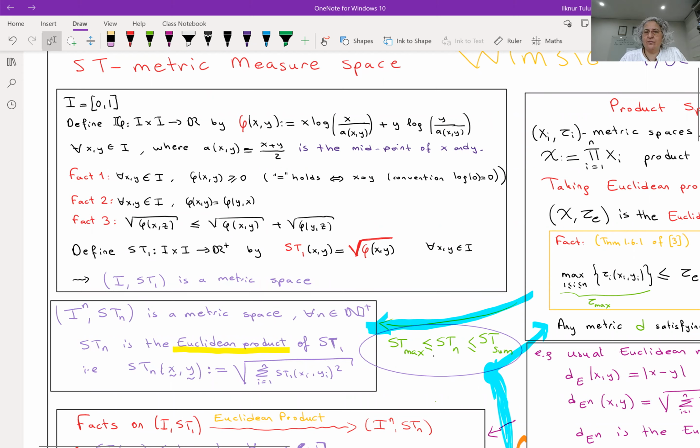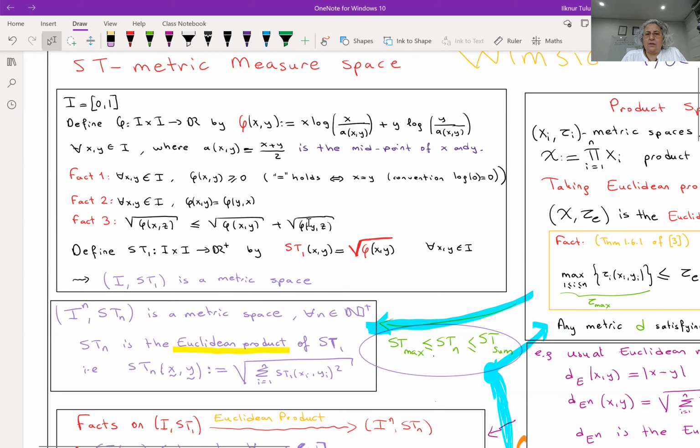Define phi on the unit square by this function, x logarithm x over a(x,y), and y logarithm y over a(x,y). a(x,y) is the average function of the points x and y. Geometrically, it is the midpoint of x and y. Phi(x,y) is positive for each element in the unit interval, and it's also symmetric. These two facts are straightforward.